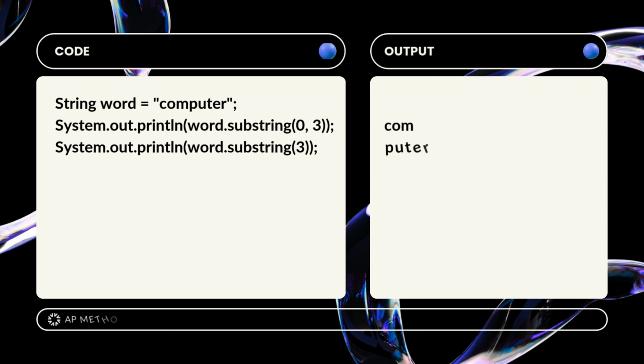Here are the examples on your screen. As you see, the first one prints the chars from 0 to 3 minus 1, and the second one prints from index 3 to the end of the string.